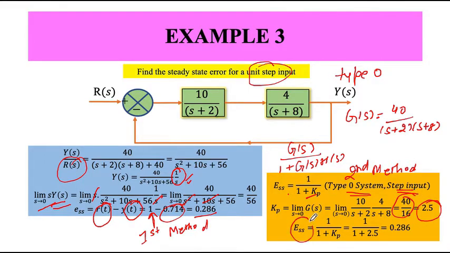Then my error is 1 by 1 plus position error constant, if you remember. So how do I compute that? So it is again 0.286. So there are two methods. You can use any, whichever is comfortable for you. Okay. Now the last problem.